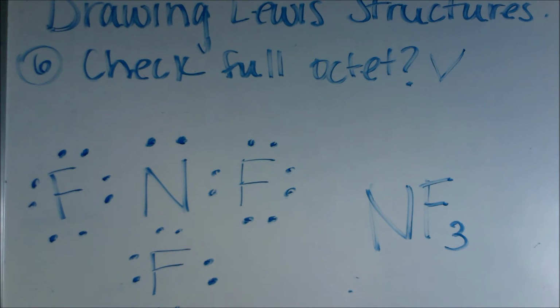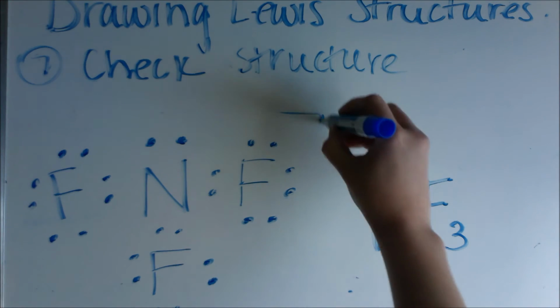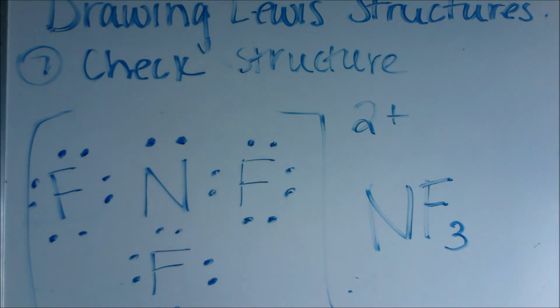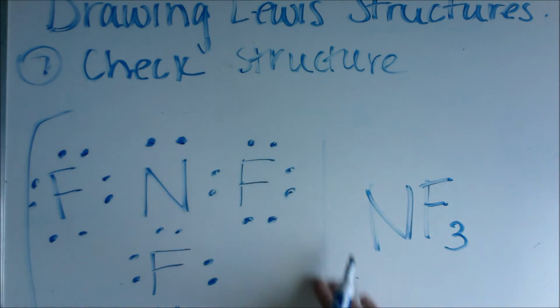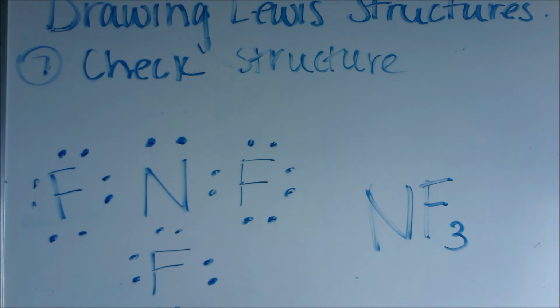If this was not the case, you would move the lone pairs from the surrounding atoms into a bonding position between those atoms and the central atom until all octets are complete. Check. If you're drawing a polyatomic ion, put square brackets around the entire structure and write the charge outside the brackets. So this is not a polyatomic ion, but if it was, you would just do square brackets like this, and you would write whatever charge, so 2 plus or whatever it is, outside just like that. But NF3 is not a polyatomic ion, so we're just going to leave it like this, and we are done.